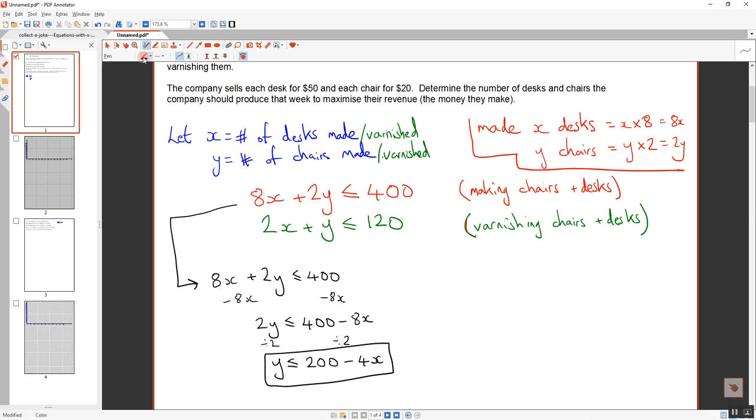Okay, we have to do the same with the other one. Luckily this one's a bit easier. So I'm going to subtract 2x from both sides. So I get y is less than or equal to 120 minus 2x. Okay, so that's my second equation.